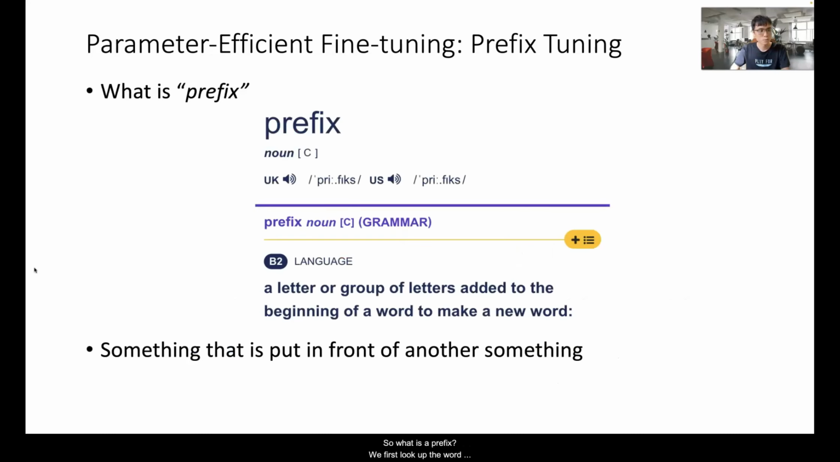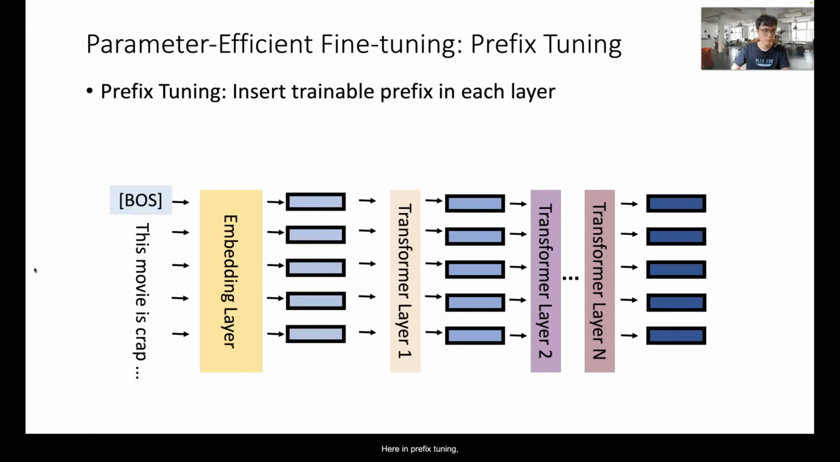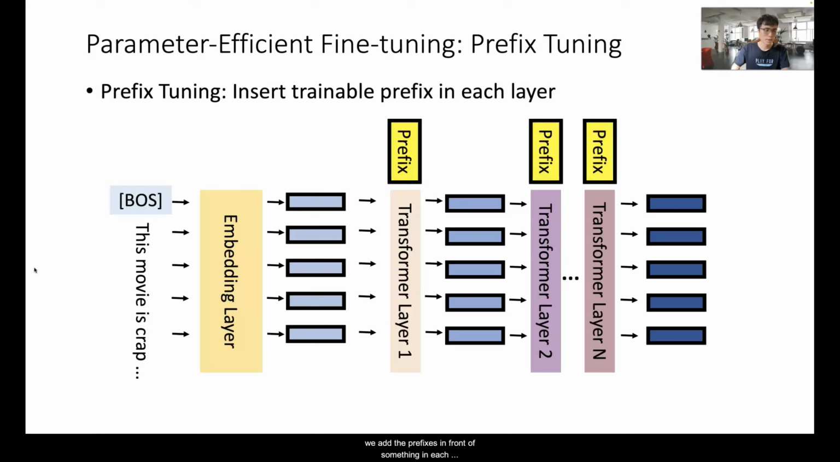We first look up the word prefix in the dictionary. It says it is a group of letters added to the beginning of a word. For example, the "pre" here is exactly a prefix. A prefix can be seen as something that is put in front of another something. Here in prefix tuning, we add the prefix in front of something in each transformer layer, and use this prefix to modify the hidden representation.